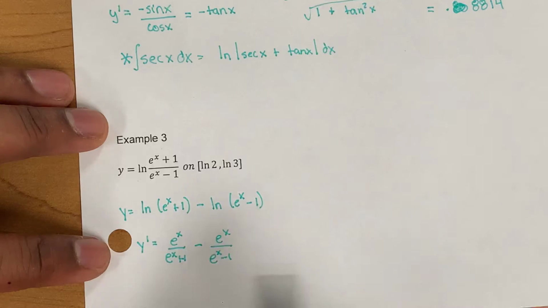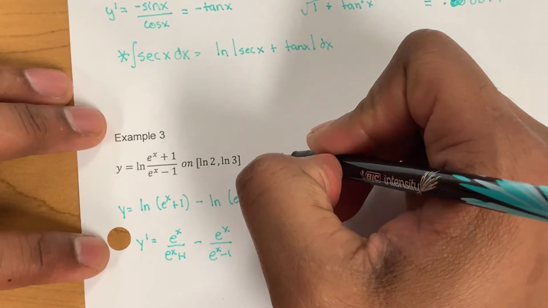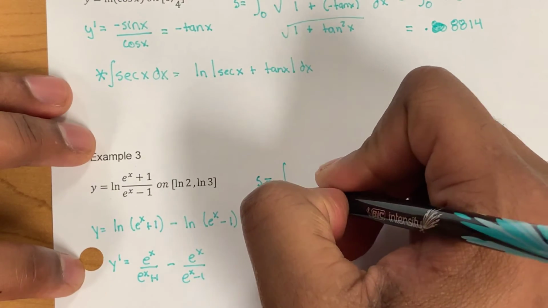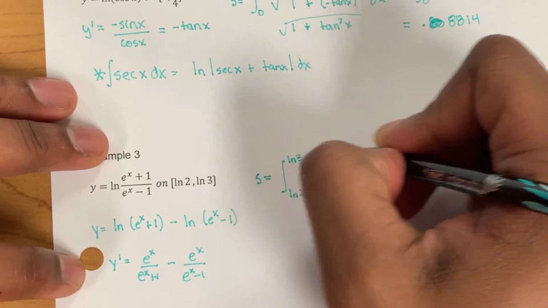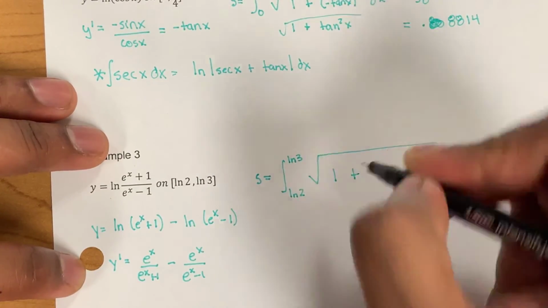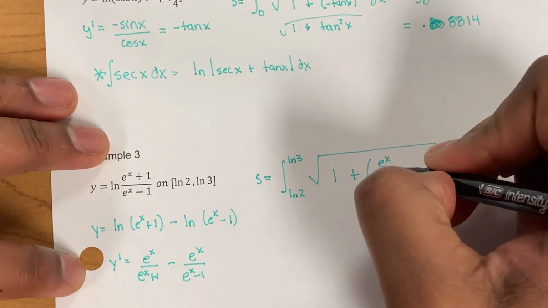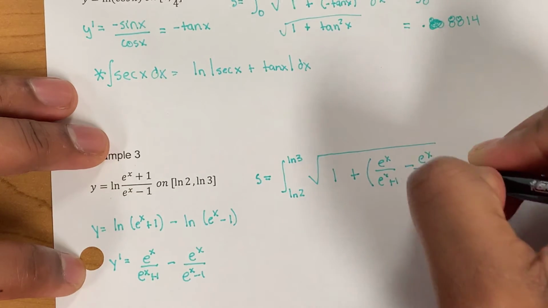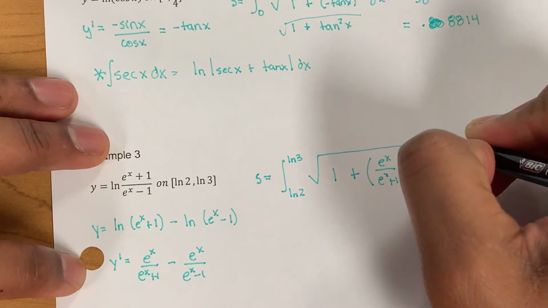But instead, since the calculator is going to do all of the work, we can just set up our integral. So we have s equals the integral from the ln of 2 to the ln of 3 of the square root of 1 plus, and since this is our derivative, we're just going to have e to the x over e to the x plus 1 minus e to the x over e to the x minus 1, all of that squared.